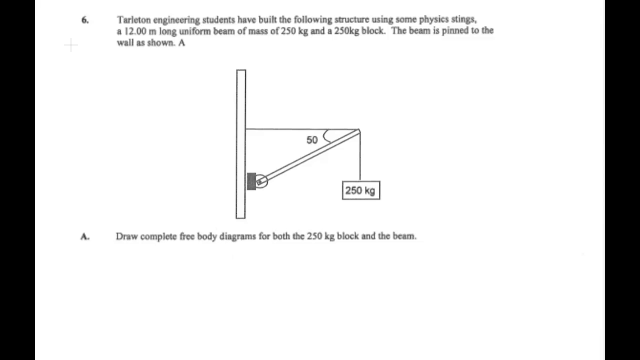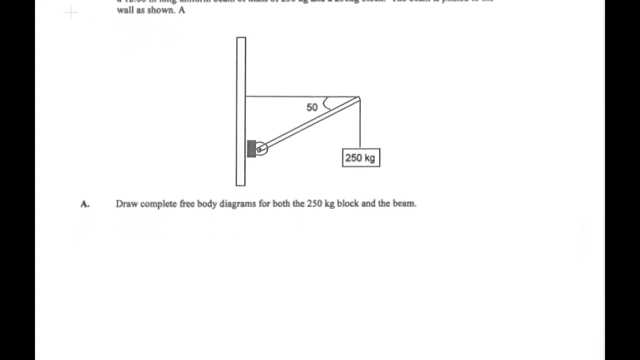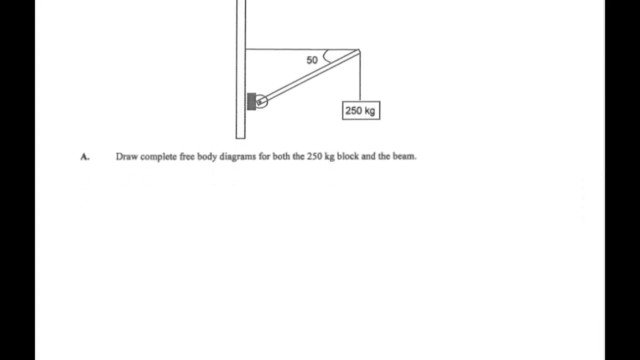The first thing it asks us to do is to go in and draw a free body diagram for the block and the beam. There are two masses here. The mass is the beam, so we need a free body diagram for it, and we need a free body diagram for the block. We do the standard way of drawing any free body diagram. First thing you do is isolate the body. So there's my block. My beam, and here's my block.